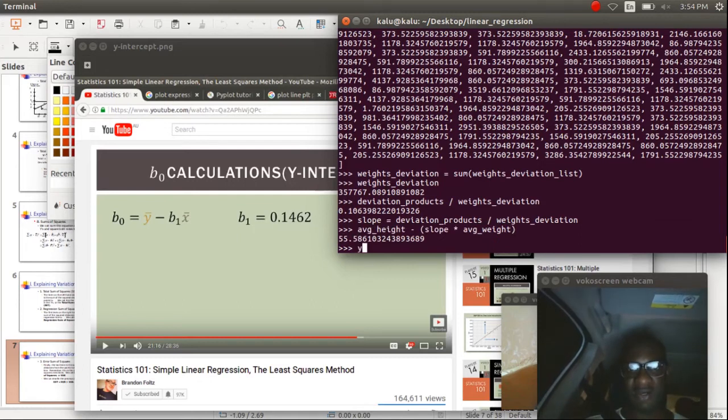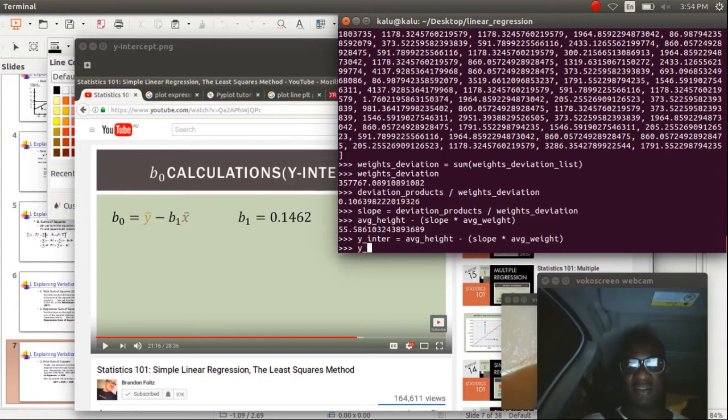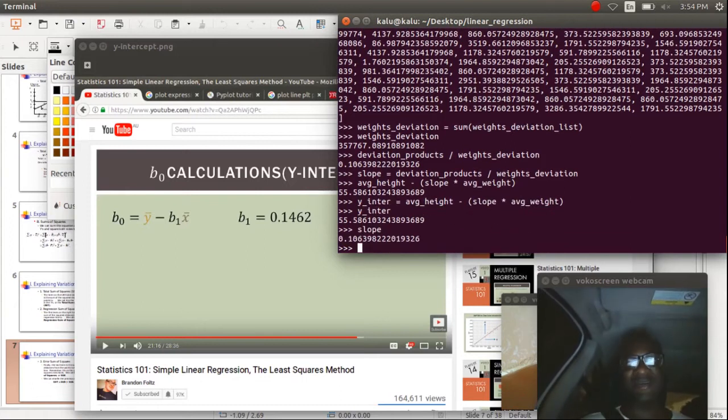So why don't we just go ahead and write Y-inter equals this. So now this is our Y-intercept and this is our slope. So that's our equation. This is our line, 0.106x plus 55.586. Congratulations, guys.